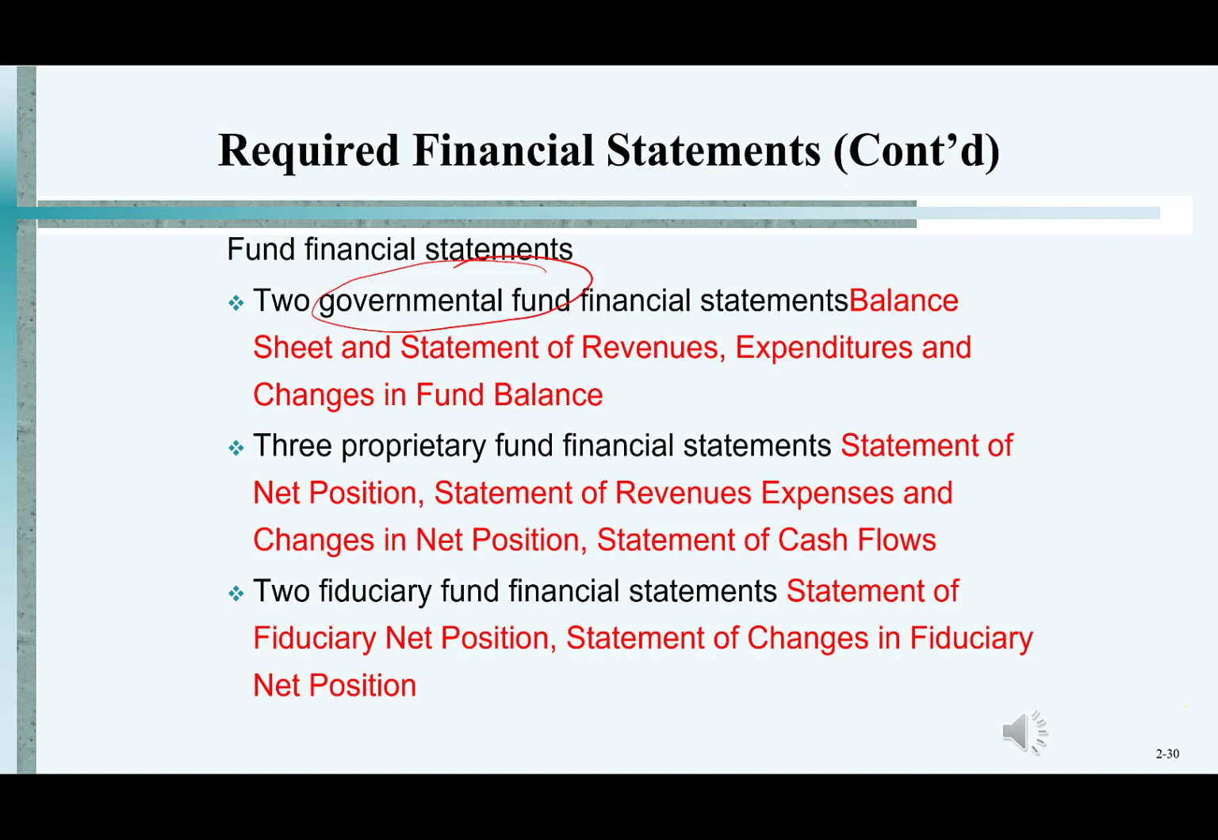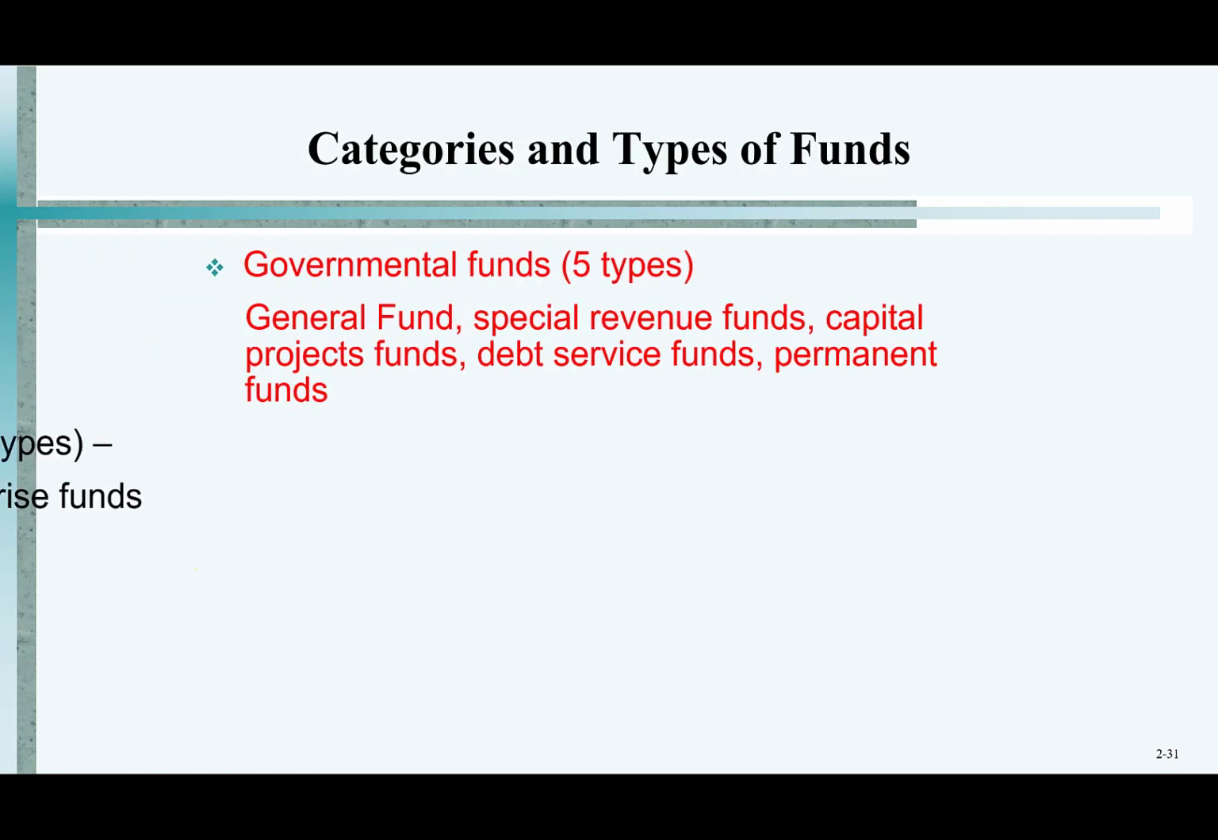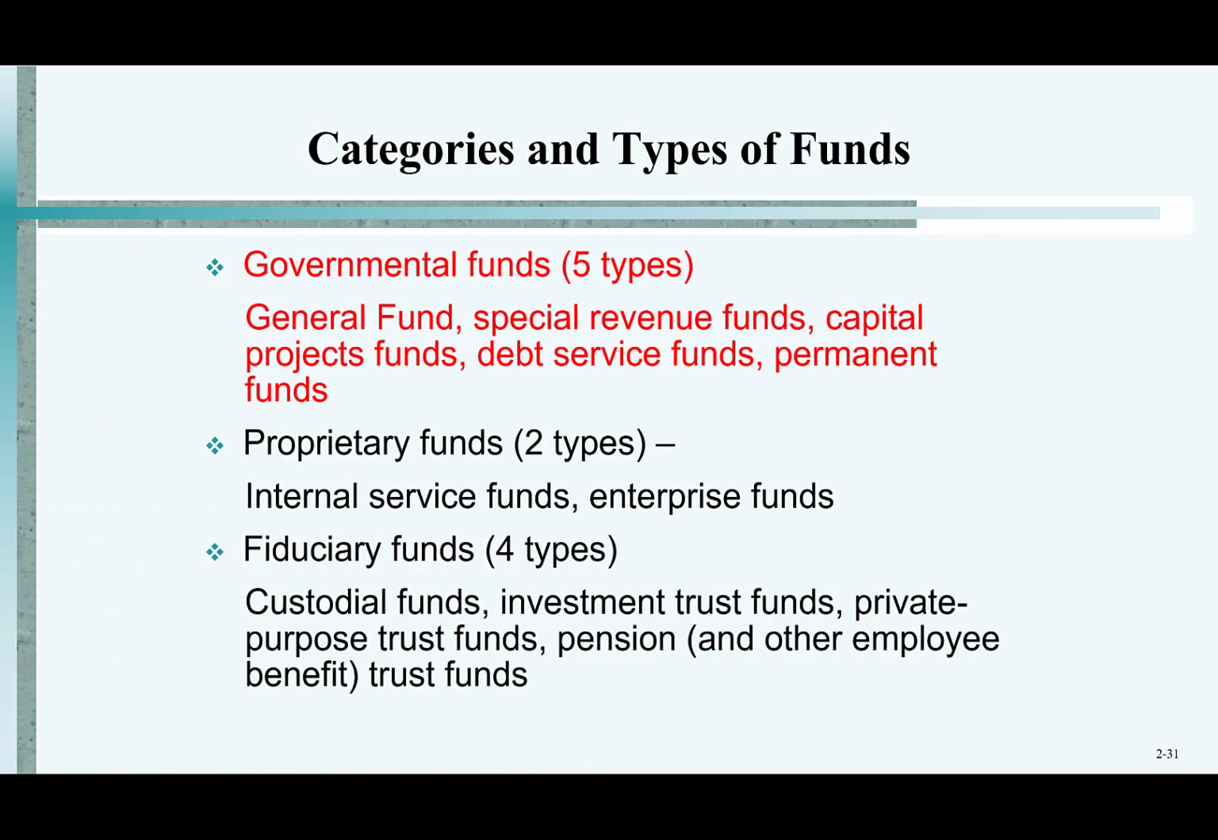And then we have two fiduciary fund statements, a balance sheet and an income statement. The balance sheet is called the statement of fiduciary net position. The income statement is called the statement of changes in fiduciary net position. Do you have to know the names of these statements? You have to know the names of these statements. Then we started talking about the general fund. And just a reminder, guys, at this point we are at a very high level. We're just looking at the structure of these statements so far.